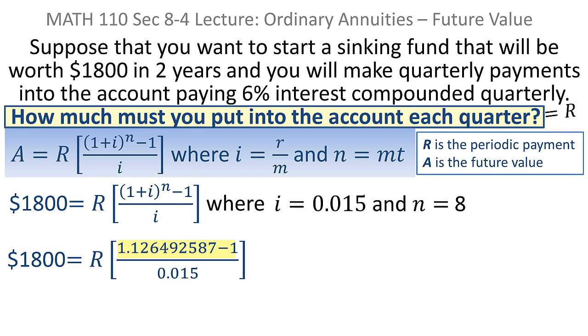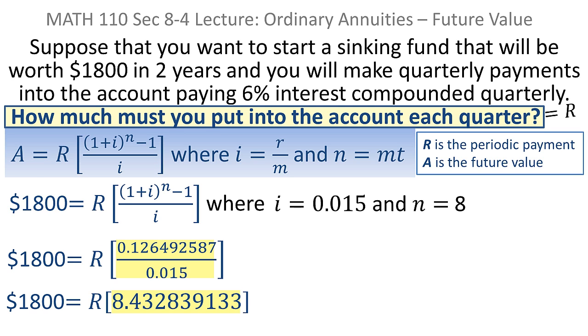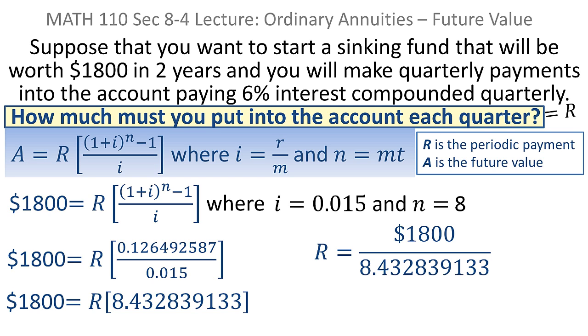Next thing we'll do is subtract 1. That just becomes 0.126492587. Then divide that by 0.015, and you'll get 8.432839133. Now you're solving for R, remember, so you need to divide both sides by that 8.432, etc. And you'll get capital R.